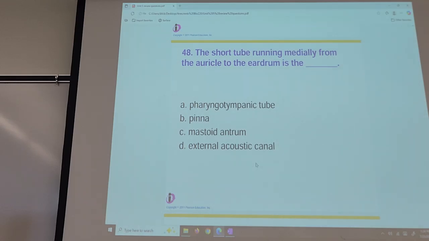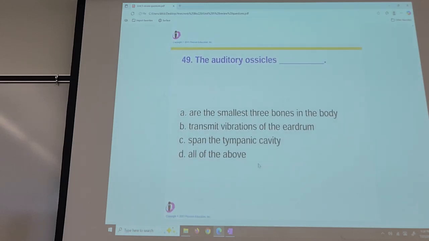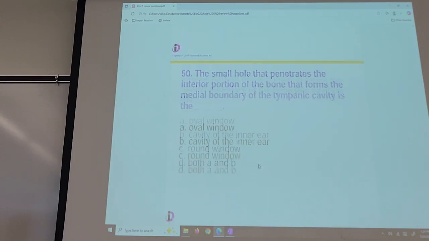D. From the auricle to the eardrum is D, right? It's not the eustachian tube or the pharyngotympanic tube. Okay. The auditory ossicles. D. All of the above, right? Yep. Okay.